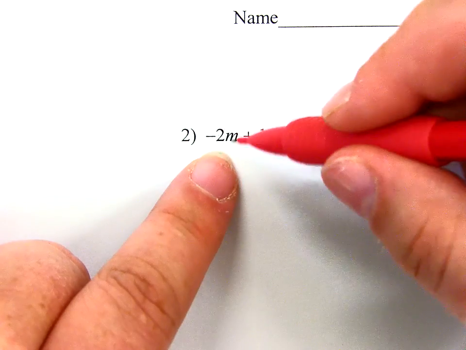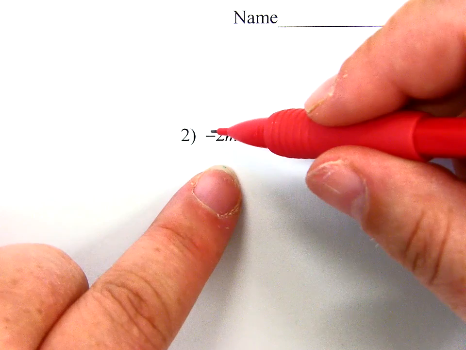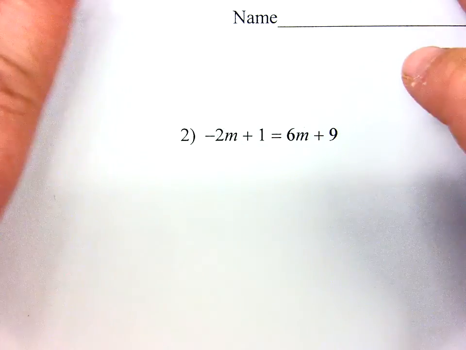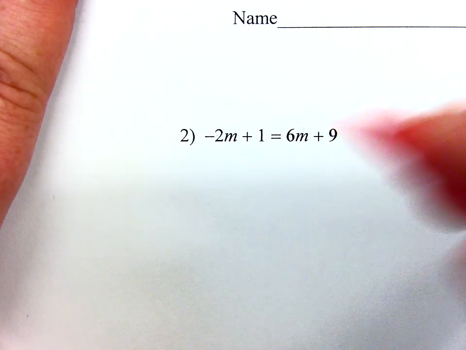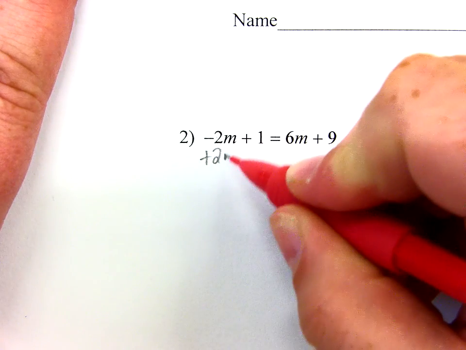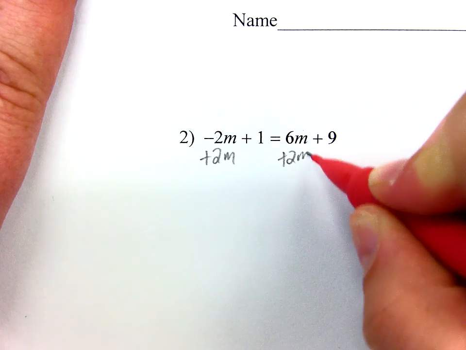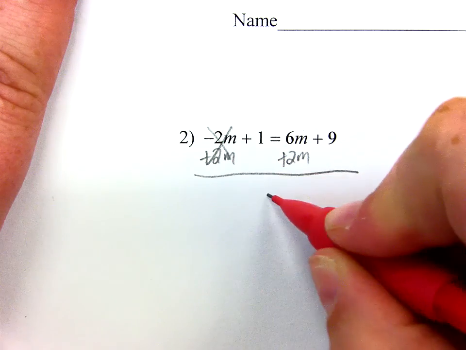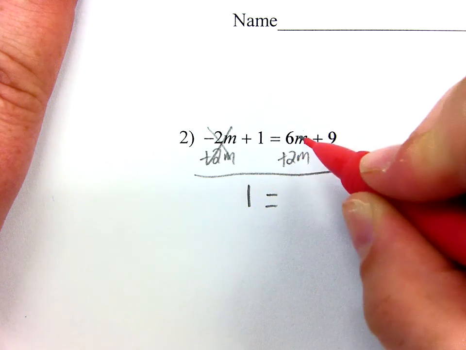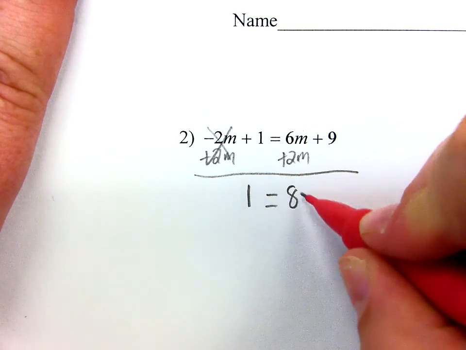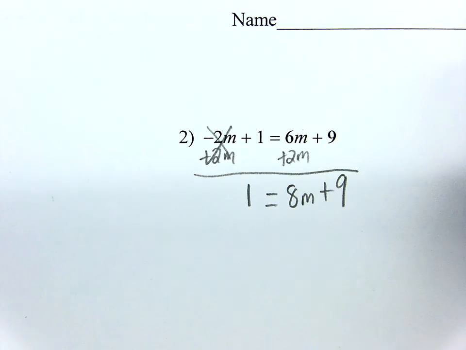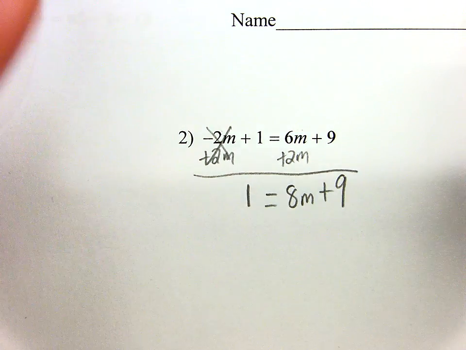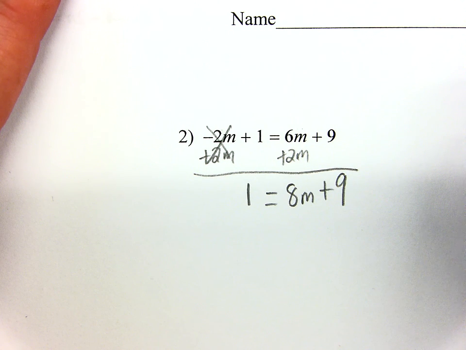So no, it doesn't matter if you move the 2m over here or the 6m over here, but just to make your life easier, if you can keep your variable positive in the end, that's what you should do. So that's why I'm going to add 2m to both sides. And 6m plus 2m is 8m, and my variable's positive, so it makes my life a little bit easier. If you had moved the 6m to the other side, it would have been fine. You just have to keep track of another negative.